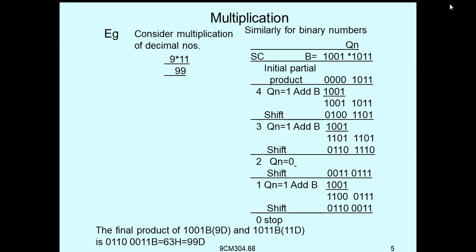See this example here. I have taken 9 as the multiplicand and 11 as the multiplier. Here SC is the sequential counter, which means the number of clock pulses needed to perform this multiplication operation, and Qn is the coefficient.